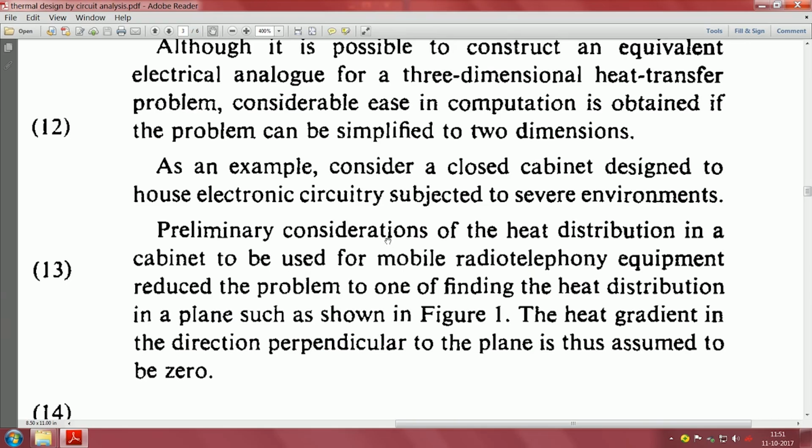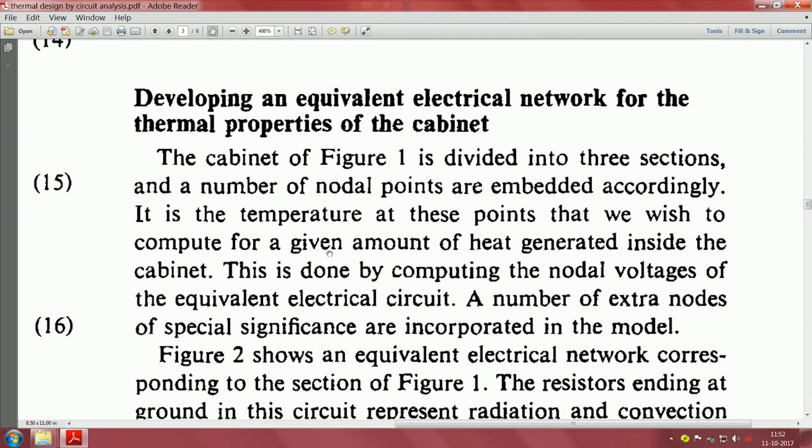Remember, these are all early analyses, way back 45 years, or even 50 years back, when they started the analysis. It was not easy. Right now full 3-dimensional type of things are possible to be solved perfectly. In the next slot I will show you things from another commercial company. So, they said heat gradient in the direction perpendicular to the plane is assumed to be 0. It is not a very good approximation.